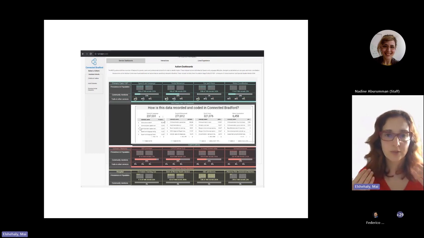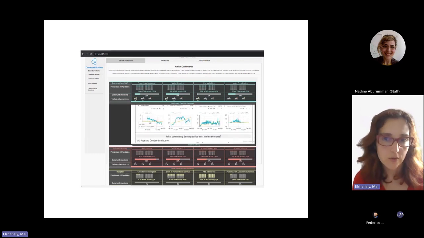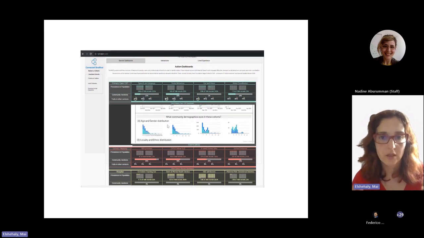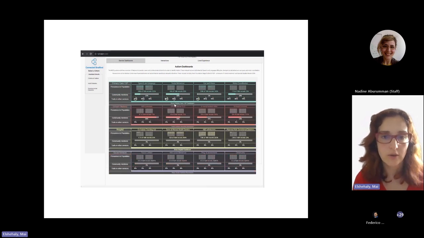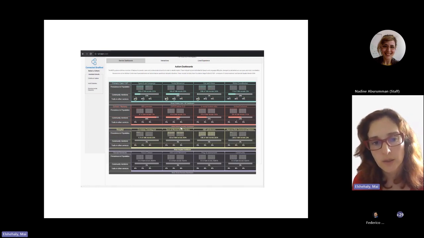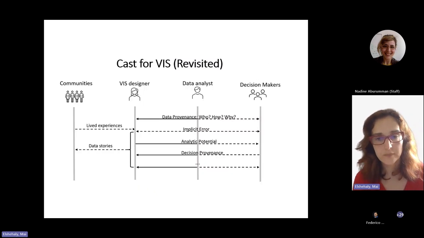So again, the dashboard is not the first thing you encounter as you go to the visualization. You really start with that human model of the knowledge around this cohort, and then you can expand and look at the data that sits behind.